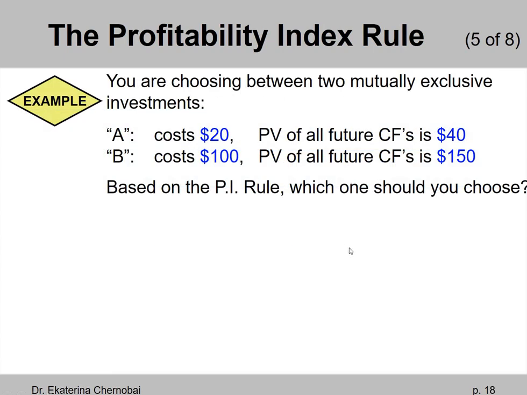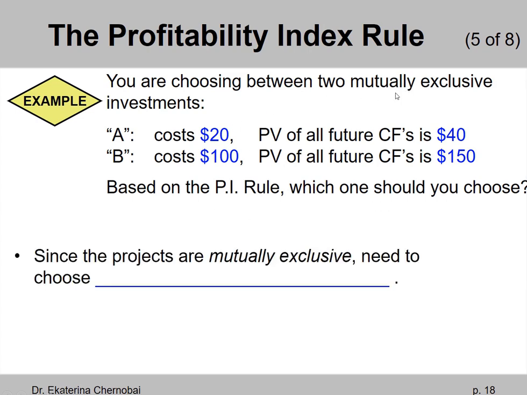Let's look at this next example in which we are choosing between two mutually exclusive investments, A and B. A costs $20, and rather than being given the cash flows for the next few years, we are already given the present value of all future cash flows, and that's $40. For project B, it would cost us $100 today, and the present value of all future cash flows is $150. Based on the Profitability Index rule, which one should you choose? First, the phrase mutually exclusive tells us what? It tells us that we cannot pick more than one project.